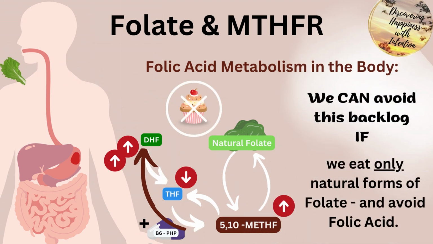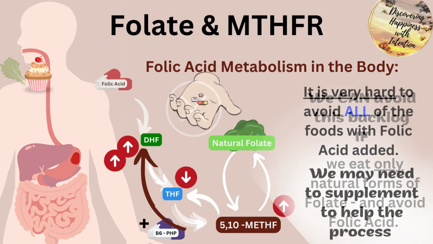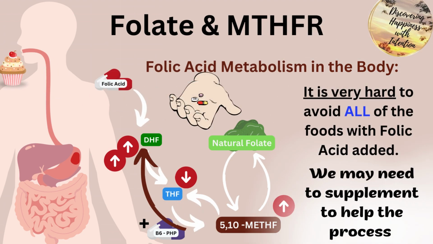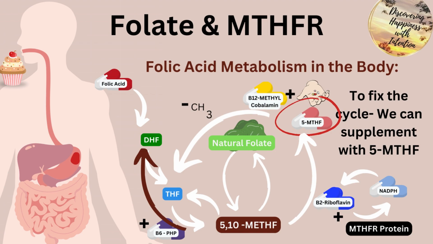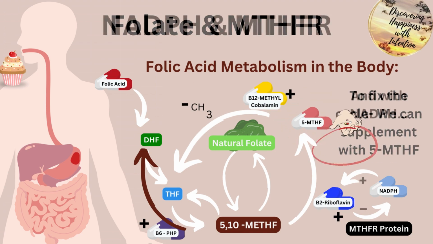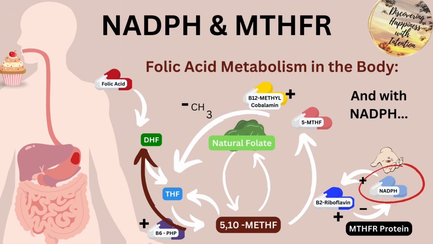We can avoid this backlog if we eat only natural forms of folate and avoid folic acid, but it is very hard to avoid all of the foods with folic acid. We may need to supplement to help this process. In order to fix the cycle, we can supplement with 5-MTHF and with NADPH.